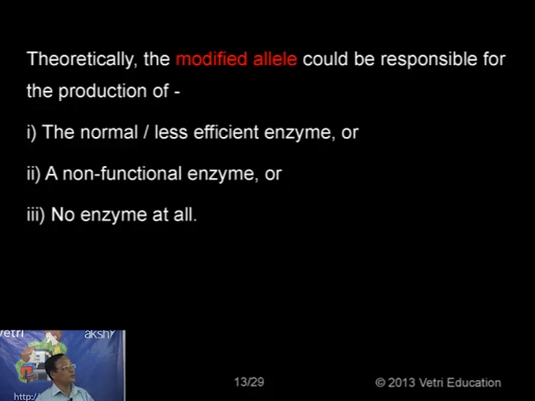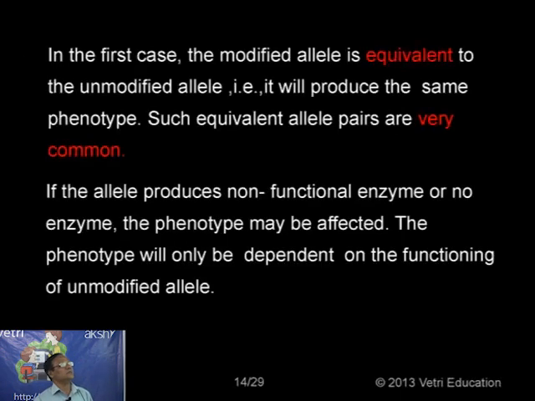Normally, the original or normal phenotype depends mainly on the unmodified allele. The unmodified allele, or the normal allele, is responsible for the production of normal enzyme. So the production of normal enzyme depends only on the unmodified allele. As here the allele has been modified, no normal enzyme is produced. So in such cases, the modified allele is considered the recessive allele, and the unmodified allele is considered the dominant allele.